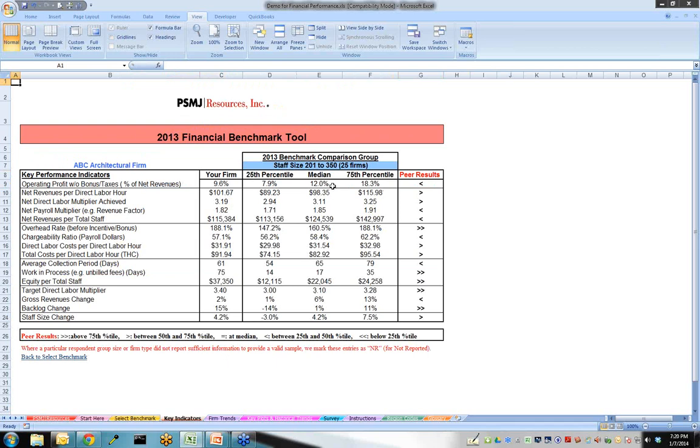We see that the median profit now is about 12%. They're achieving a slightly higher net direct labor multiplier of 3.11. Chargeability is around 58%, and the collection days is about 65.